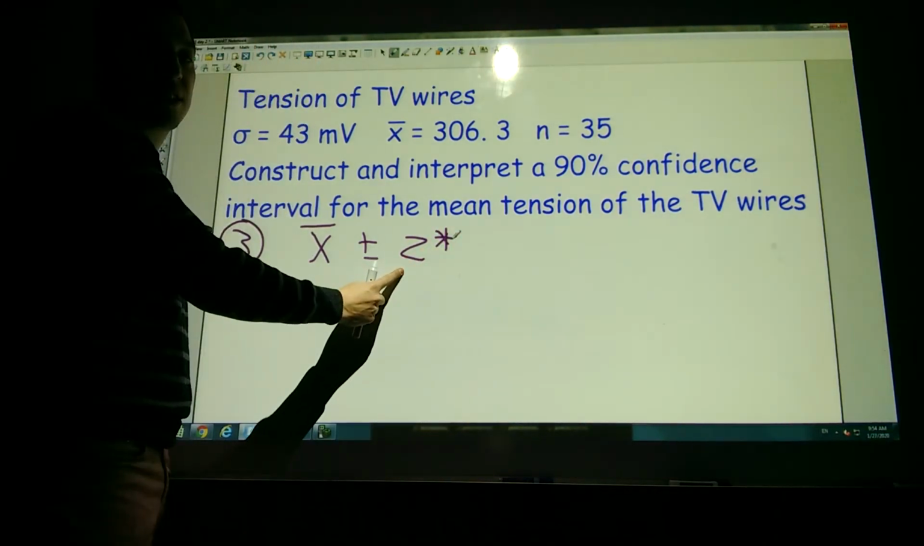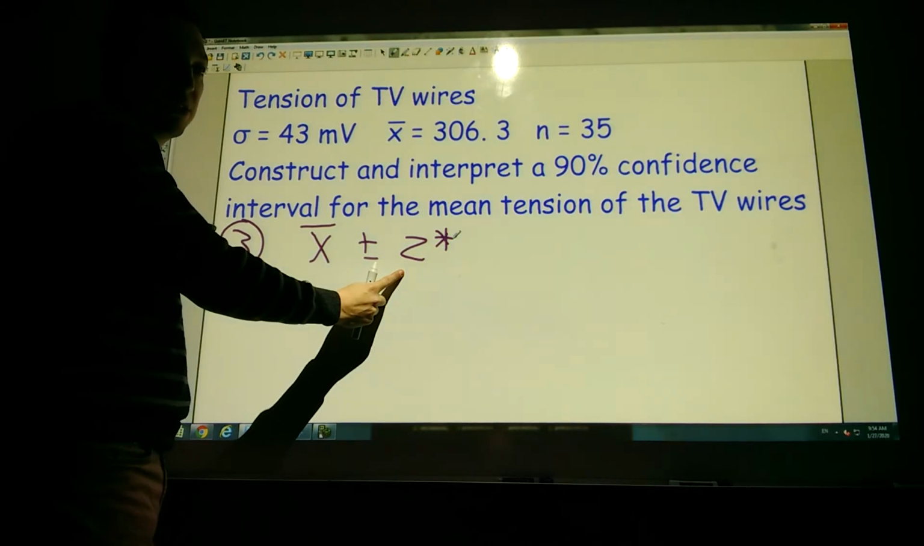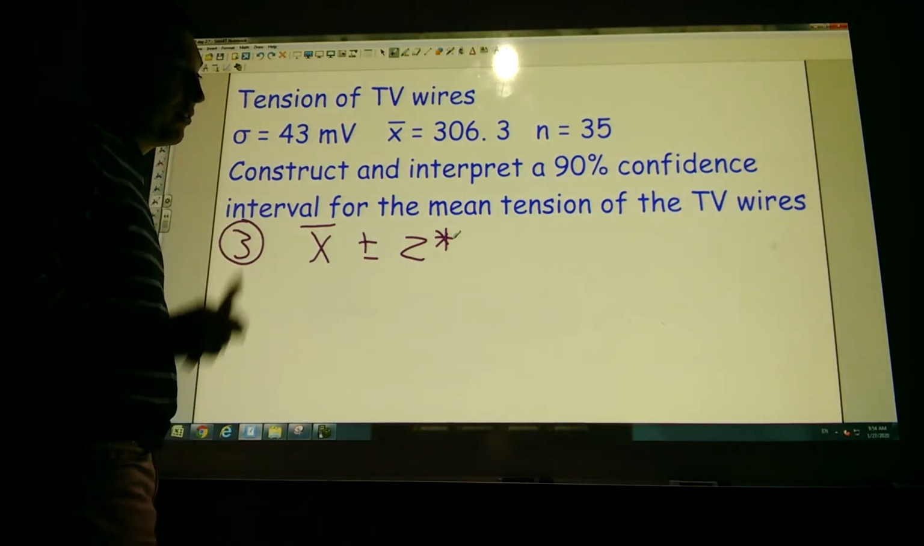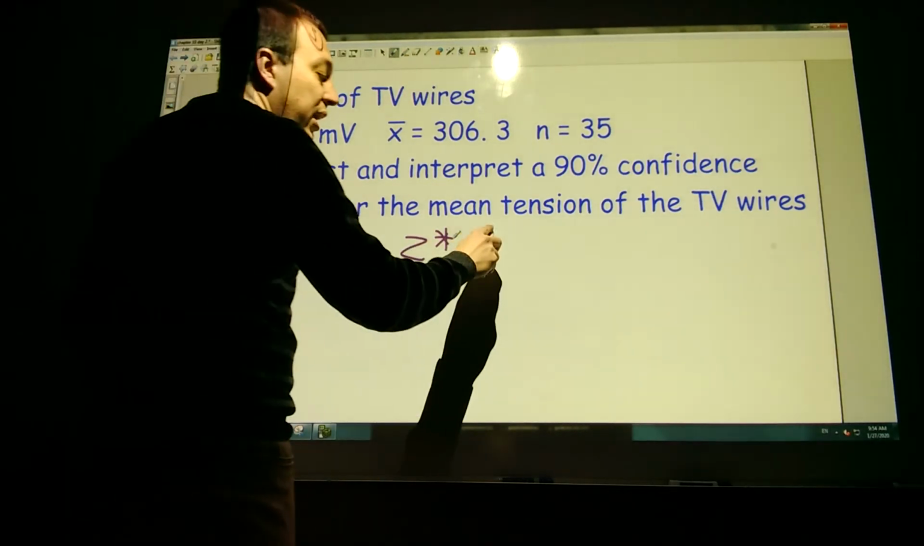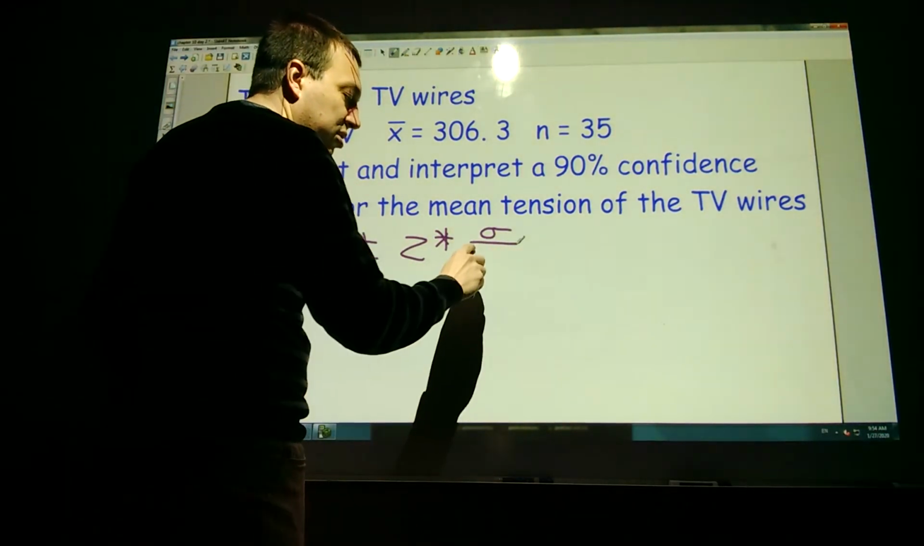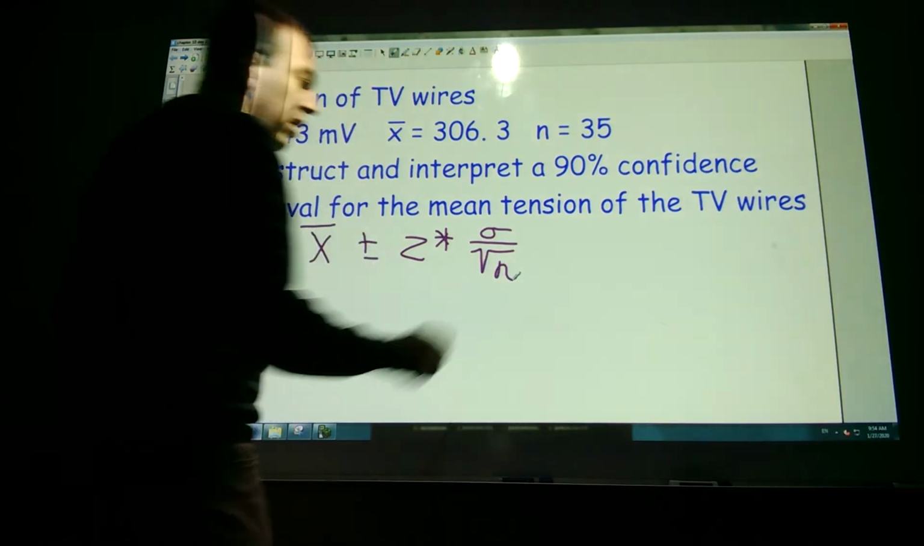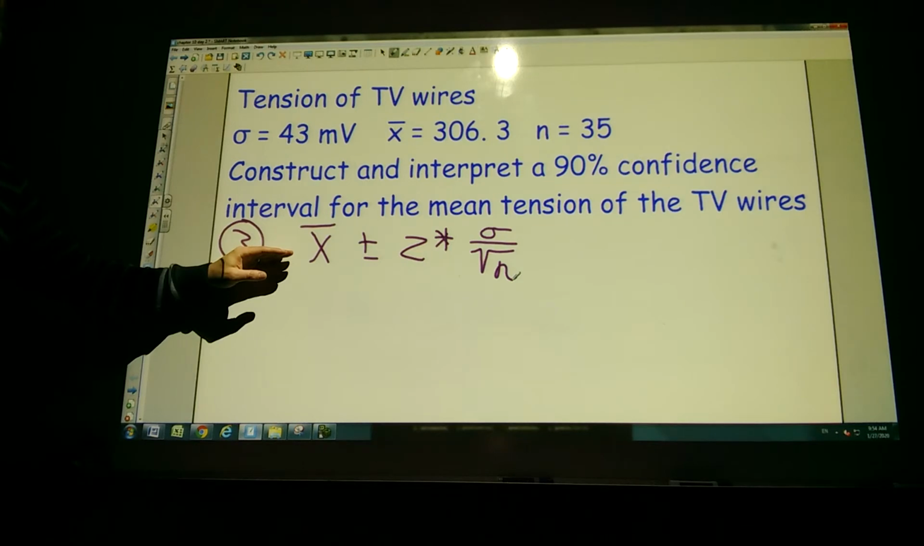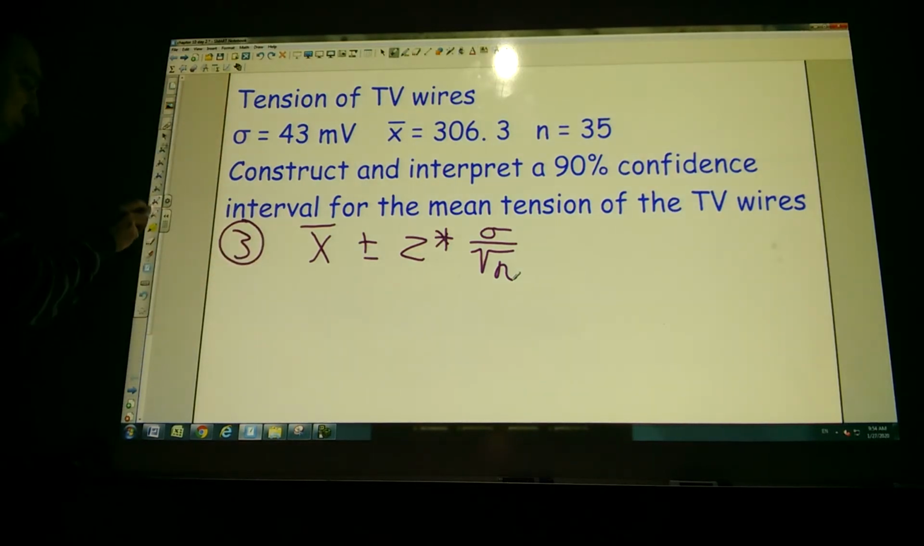Z star technically tells us how many standard deviations. And then what is a standard deviation? I would love it if you popped it right out, but it is the population standard deviation divided by the square root of n. So this you will need to memorize. You will need to be able to use this. This is the mathy part. So here we go. Let's explain the parts.